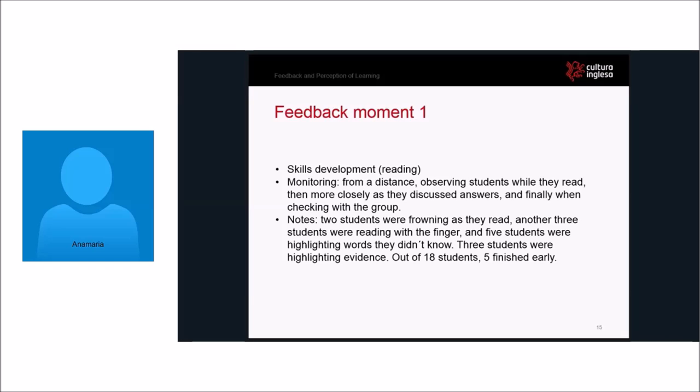Another 3 students were reading with the finger. Again, is that a sign of difficulty? 5 students were highlighting words they didn't know. 3 students were highlighting evidence. And out of 18 students, 5 finished early.